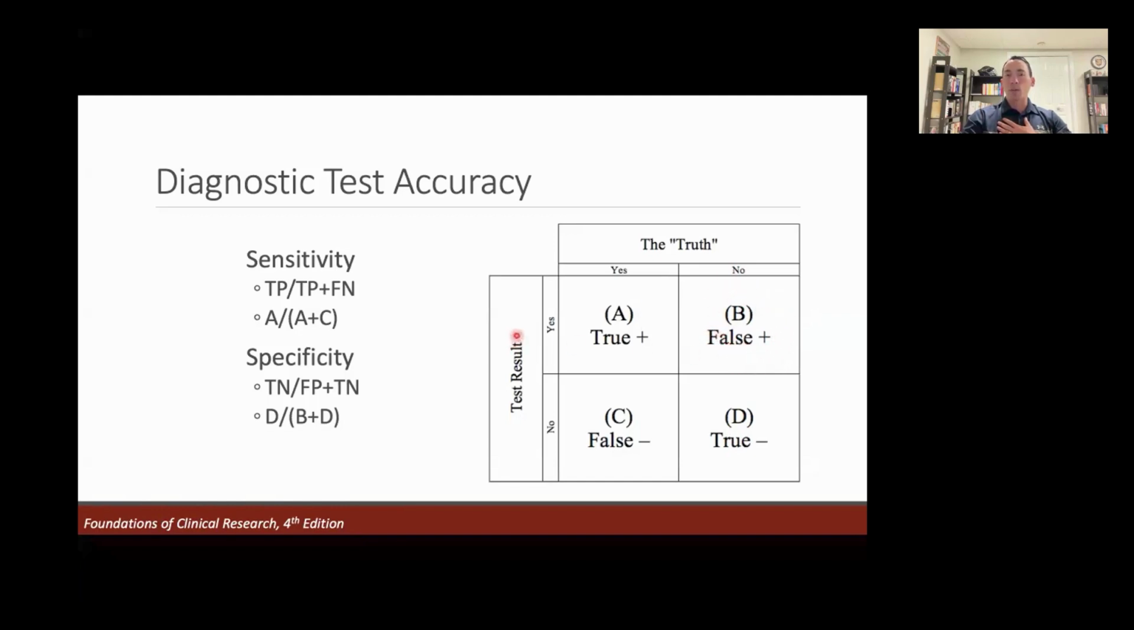So coming back to those two mnemonics, SPIN and SNOUT. SNOUT: a sensitive test has a low number of false negatives, so if it's negative, you can be pretty sure they don't have whatever thing you were looking for. And the same thing with specificity, SPIN. Specific tests have a low number of false positives, so if the test result is positive, you can be really confident that they do have the condition. So hopefully that explains that better.